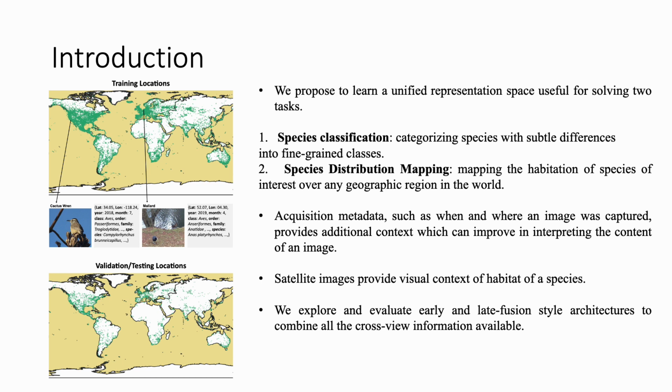Acquisition metadata such as when and where an image was captured provides additional context which can improve interpreting the content of the image. Satellite images can also provide visual context of the habitation of a species. So in this paper, we explore and evaluate early and late fusion style architectures to combine all the cross-view information available.